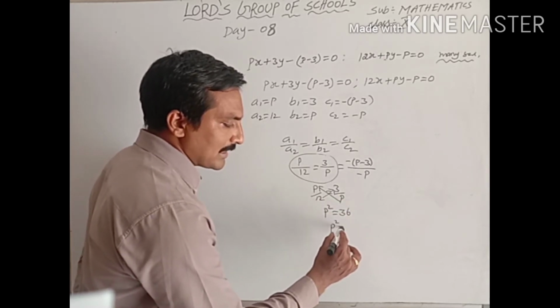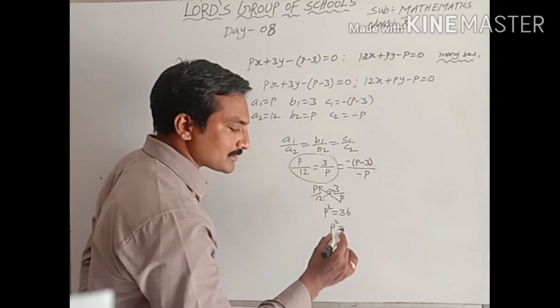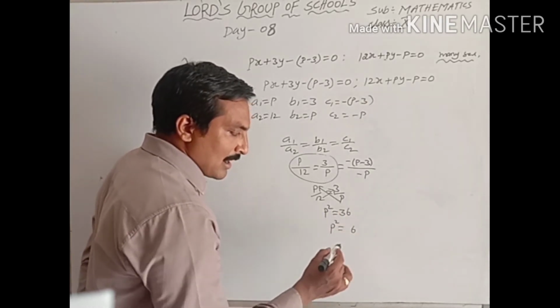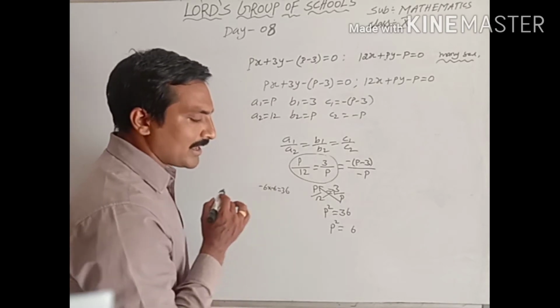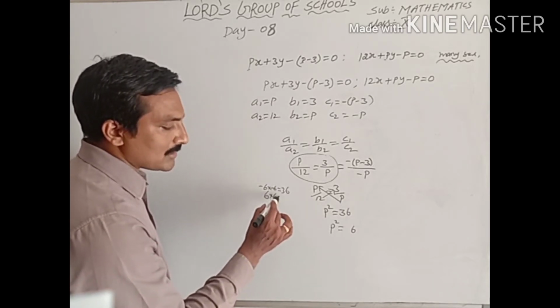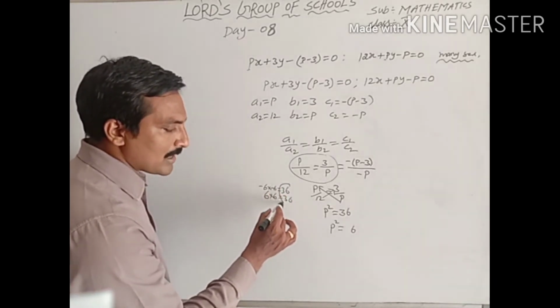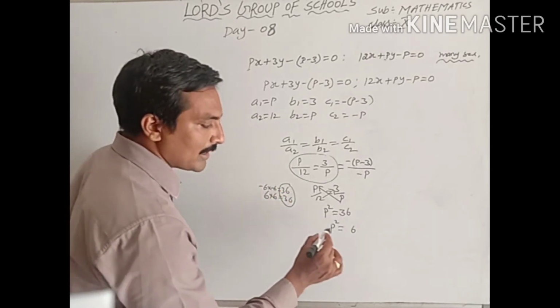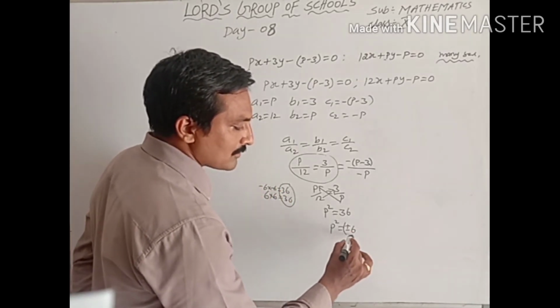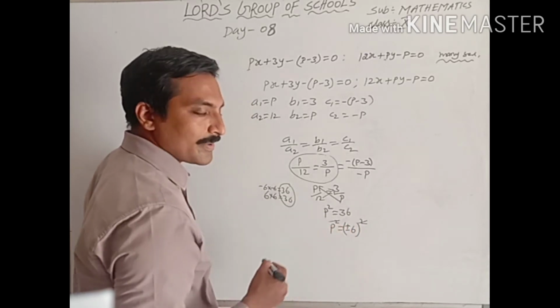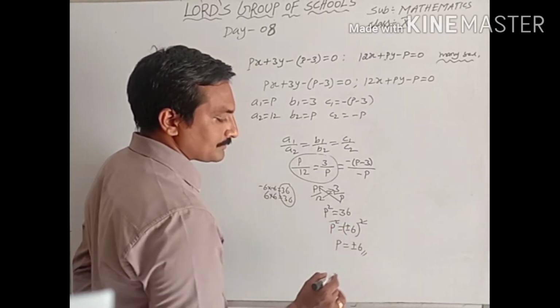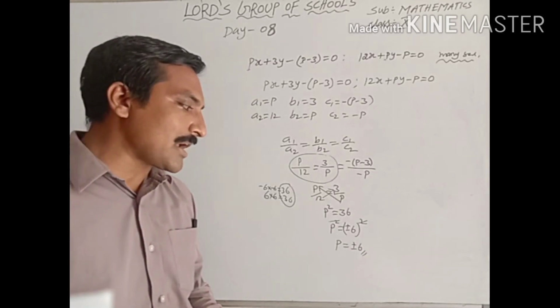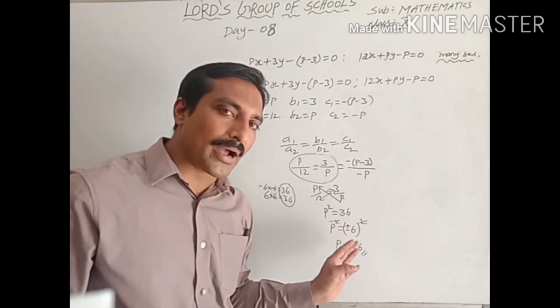Since p square is there, if possible you write this one in square form: 6. Minus 6 into minus 6 is plus 36 only, and 6 into 6 is also 36 only. In both cases you are getting plus 36. That's why it is plus or minus 6 whole square. The square root will cancel, so p is equal to plus or minus 6. So in place of p you have to take plus 6 or minus 6.